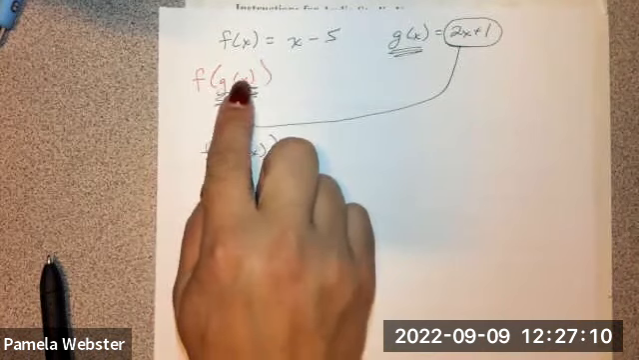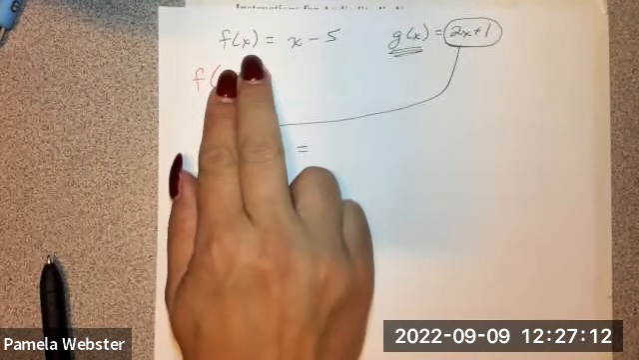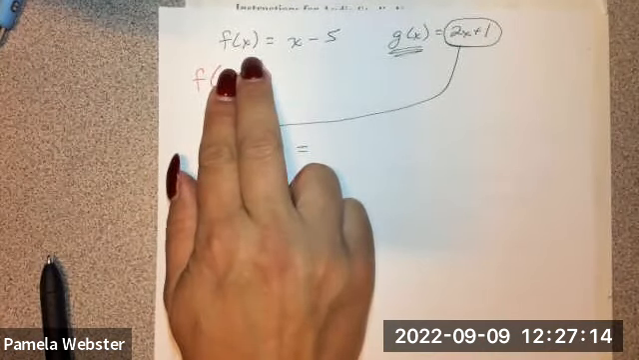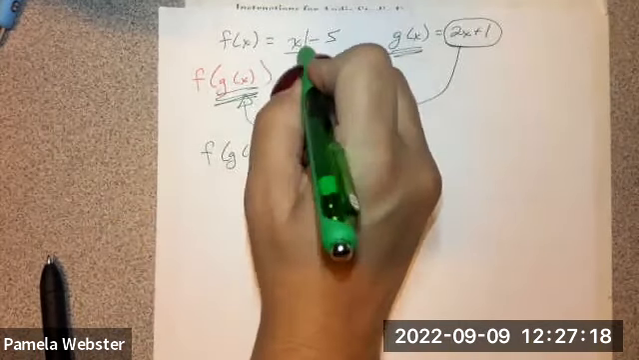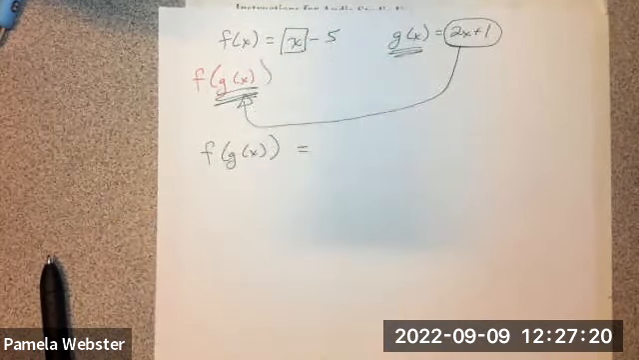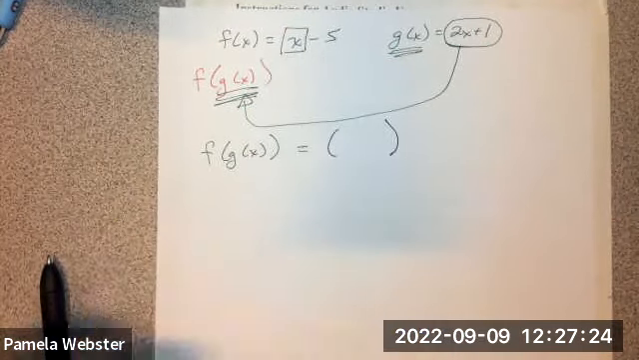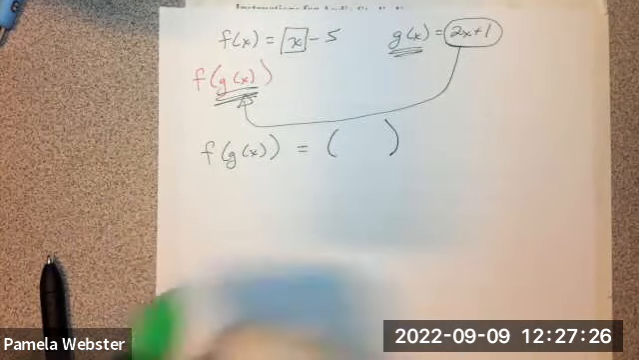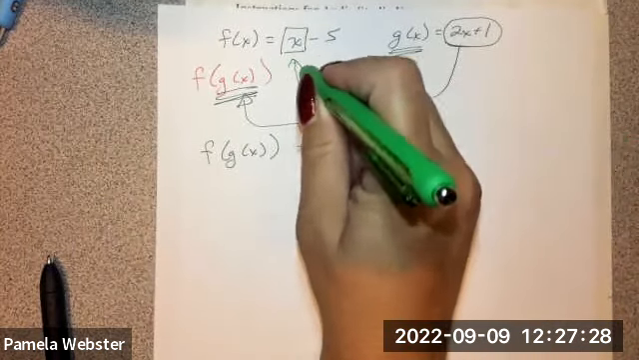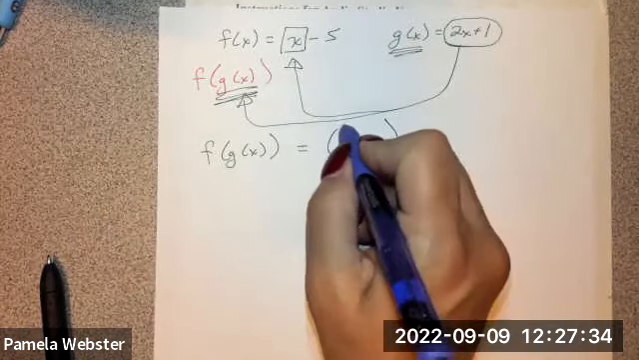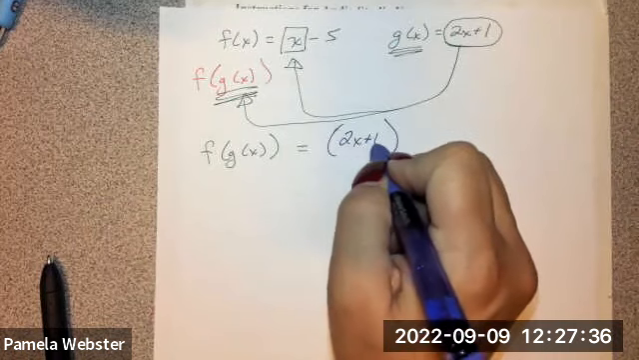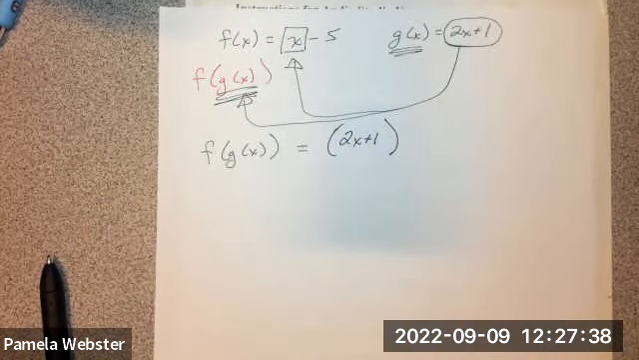So what does it mean that I'm shoving the g of x in there? Normally I would see an x here, right? But I'm seeing a g of x there. So go to your f function. Your f function is x minus 5, right? And I'm going to substitute in, let me use my arrow again, where I see the x, whatever is equal to g of x. And we said that's 2x plus 1.